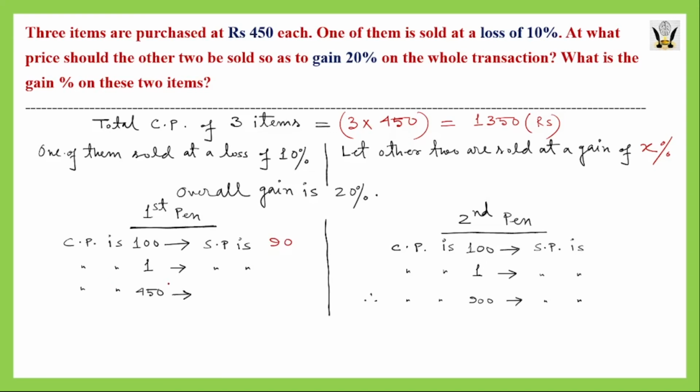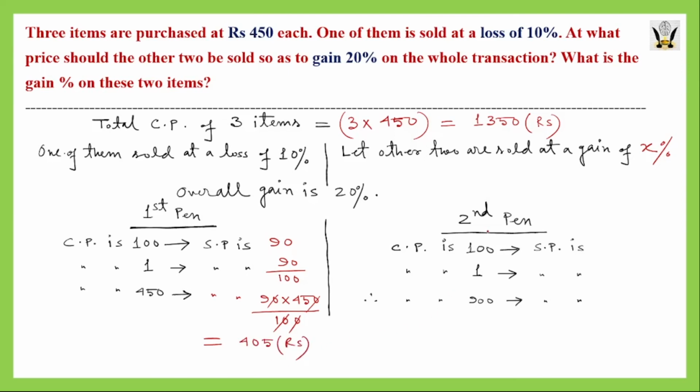Now when the cost price is 1, the selling price will be 90 divided by 100, and when the cost price is 450, the selling price will be 90 multiplied by 450 divided by 100. The zeros cancel each other, so finally it will be 405 rupees.